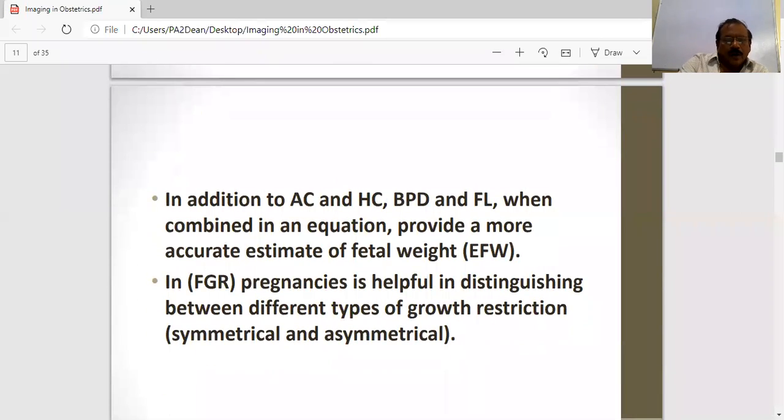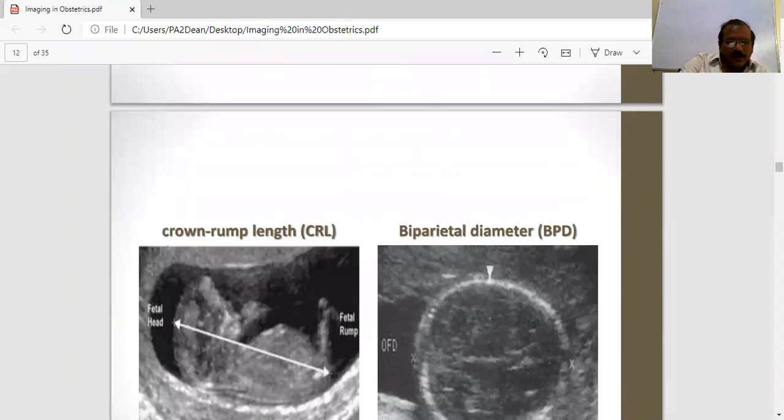In addition to abdominal circumference and head circumference, biparietal diameter and femoral length, when combined in an equation, provide a more accurate estimate of fetal weight. In fetal growth restriction pregnancies, it is helpful in distinguishing between the types of growth restriction. The types of growth restriction mainly are symmetrical and asymmetrical. Asymmetrical growth restriction is more common than symmetrical growth restriction.